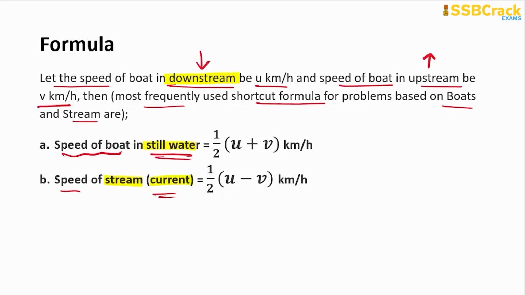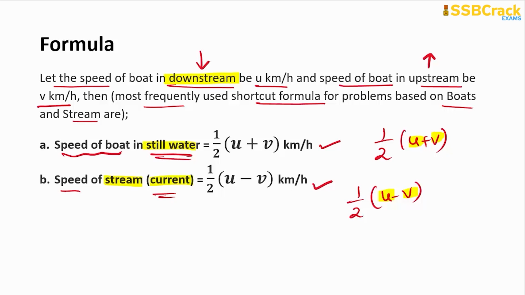When it is asked about boat speed in still water, go with the first formula, that is half times u plus v, and for the second you have to know that the criteria in the question is to get the speed of current or the speed of stream, and that is half times u minus v. But please be noted, what are u and v? Most of the students commit a mistake in taking the u and v value. They simply see the first two readings and go with them. Understand, u and v are speeds.